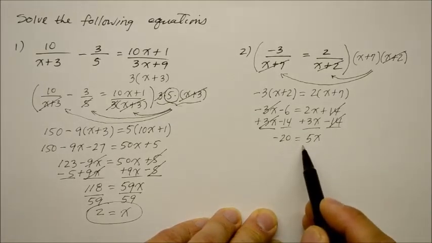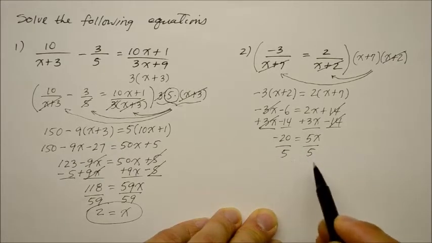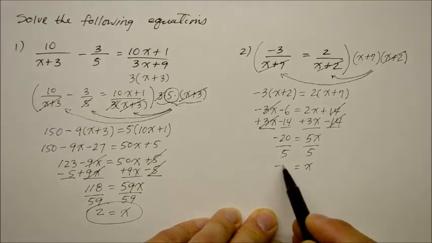Isn't it nice how things work out so cool like this? And how you get rid of the 5? Well, take that and divide to both sides of the equation, and you end up with x is equal to negative 4.